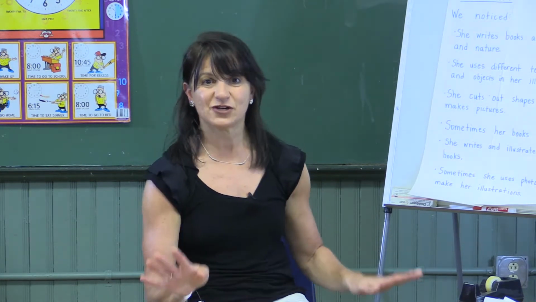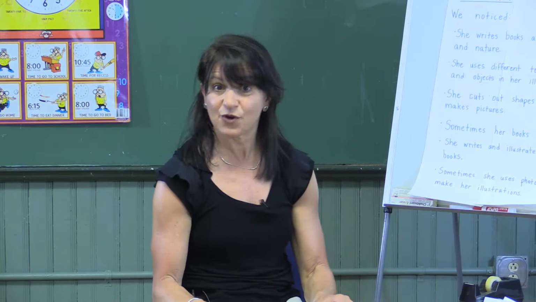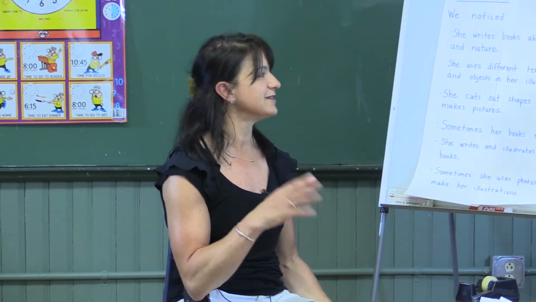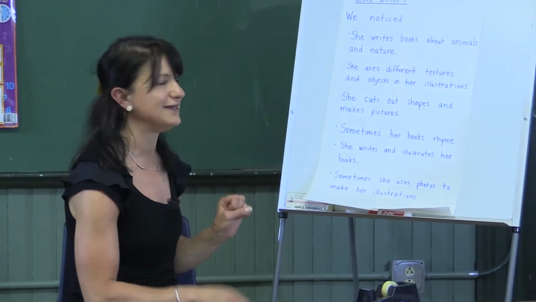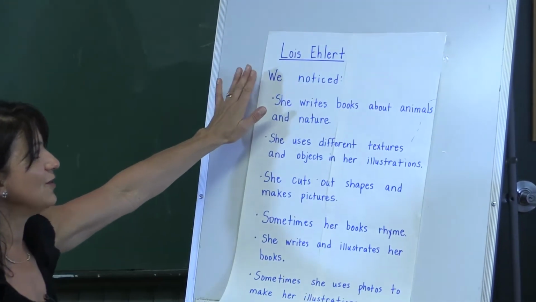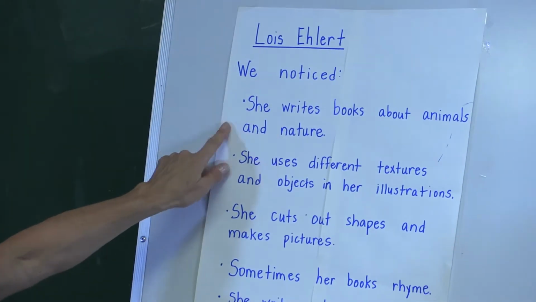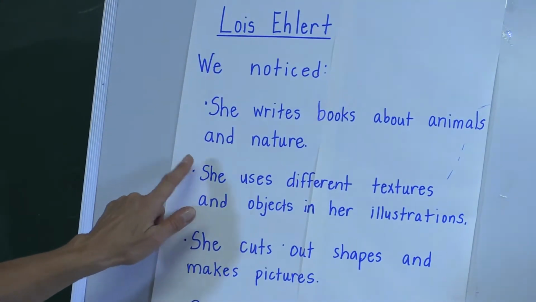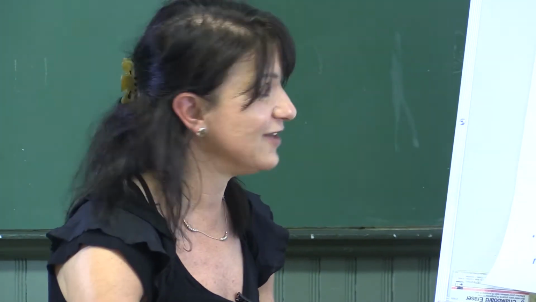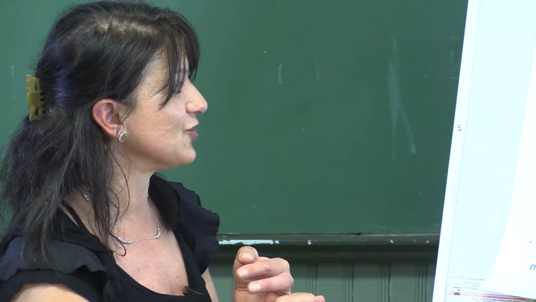So talk to the person next to you about some of the things you noticed and see if what you talked about is written on my chart, because I took down a few ideas that we had talked about as we read. So with Lois Ehlert, we noticed that she writes books about animals and nature, right? Almost every single book that we read had to do with animals and nature.